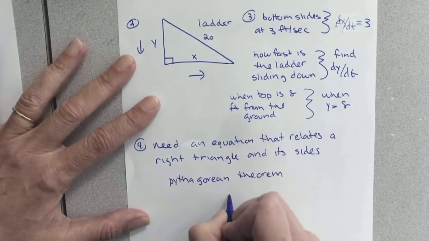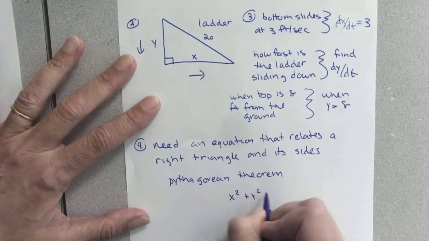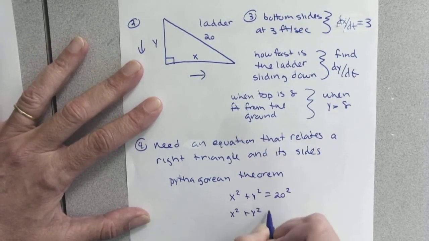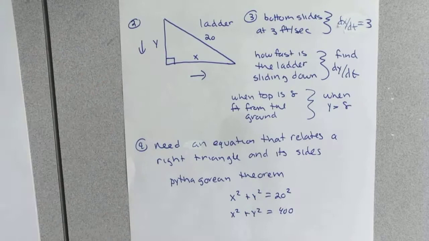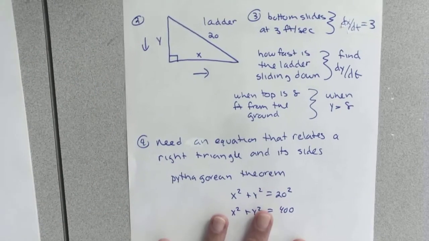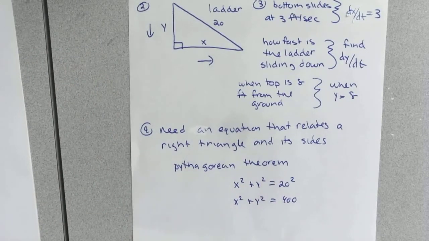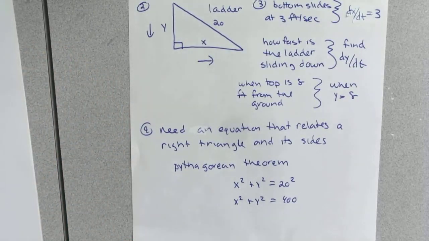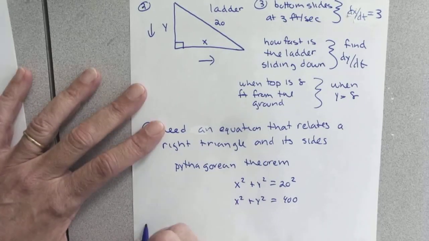So the way I have my picture labeled, x squared plus y squared equals 20 squared, or that's x squared plus y squared equals 400. And like I said before, if you can get to this point, you can probably finish the problem because the steps are pretty much the same from here on out. It's the setup that varies each time.